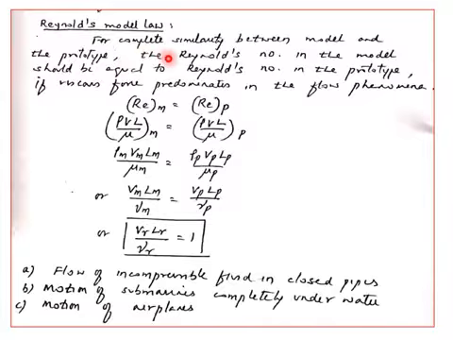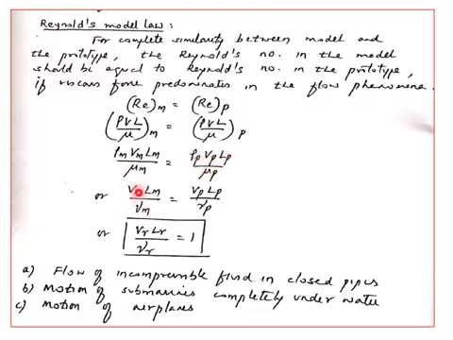Now coming to Reynolds model law. We know that for complete similarity between the model and the prototype, the Reynolds number in the model should be equal to the Reynolds number in the prototype, if viscous force predominates in the flow phenomenon. What is Reynolds number? It is rho VL by mu. That is in the model, whereas rho VL by mu in the prototype. So that can be written as rho M VM LM by mu M should be equal to rho P VP LP by mu P.